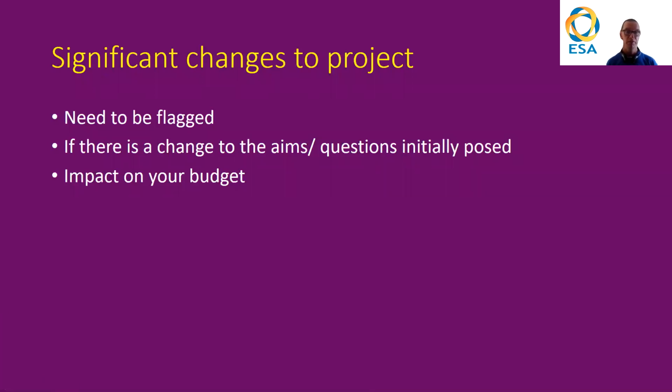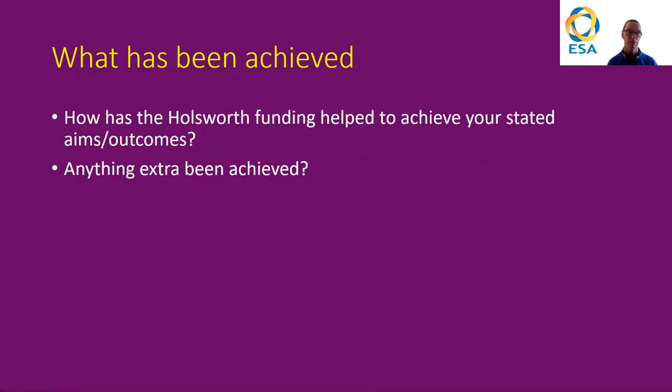So yeah, significant changes need to be flagged, particularly if there's a change to the aim or questions that you initially posed and what impact this has on the budget. What's been achieved, and has Holsworth funding helped you achieve your stated aims and outcomes? Anything extra, there are lots of different things that come out of it. If you had a publication come out, that's fantastic.